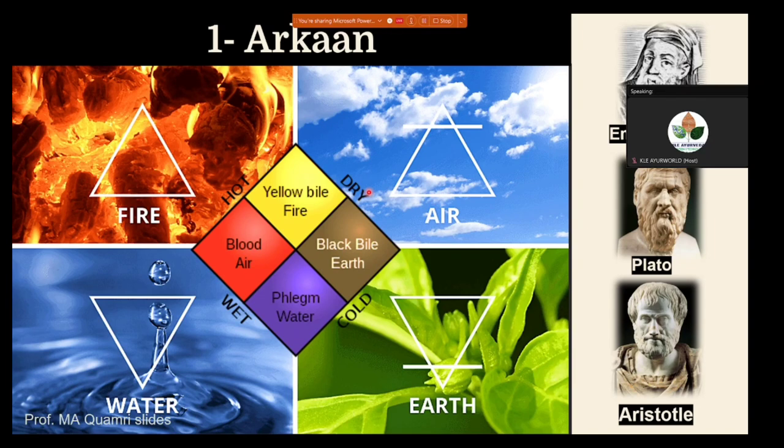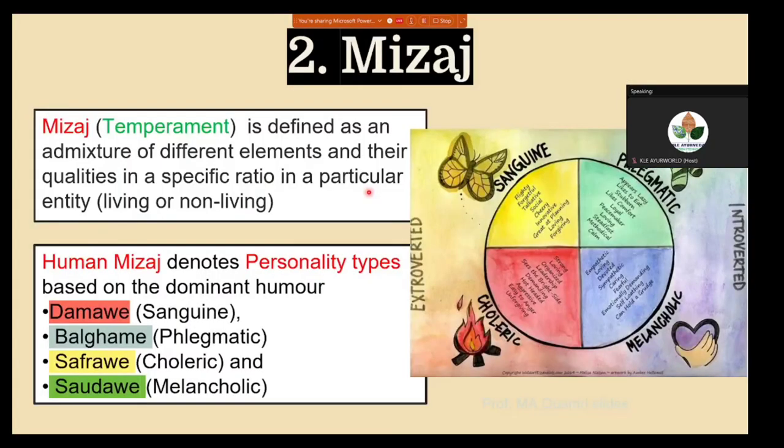So as a whole, every arkan or rukn will have one quality that could be either hot, dry, wet or cold. Sometimes it is a combination: hot-dry, hot-wet, cold-dry and cold-wet. So these are the four elements that the Greek philosophers strongly believed in.